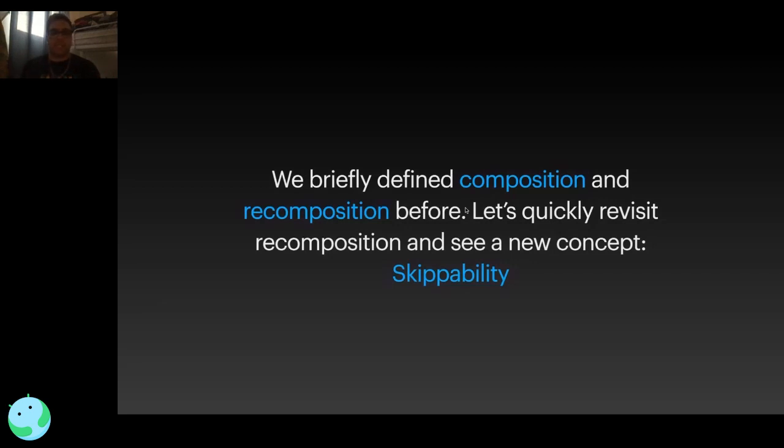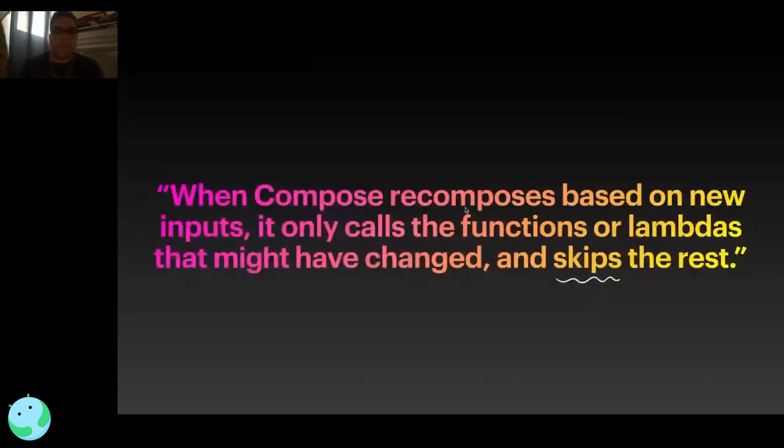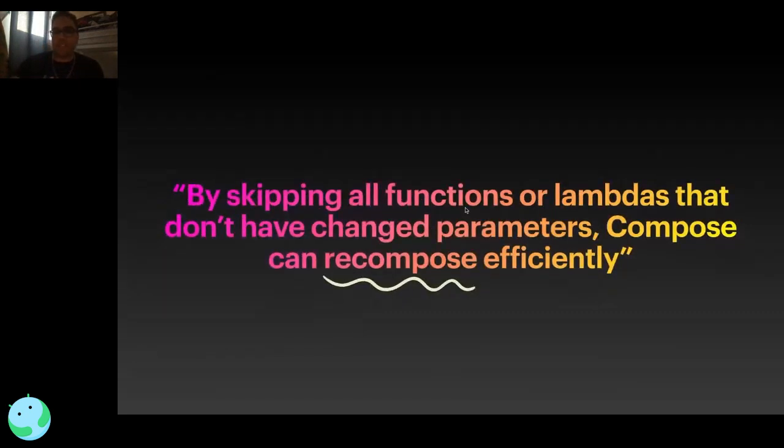I took this from the docs. Recomposition is the process of calling your composable functions again when inputs change. This happens when the function's inputs change. When compose, based on new inputs, only calls the functions or lambdas that might have changed and skips the rest. I made an underline on the skips, so we will be seeing what that's about later. By skipping, all functions or lambdas that don't have changed parameters can recompose efficiently.